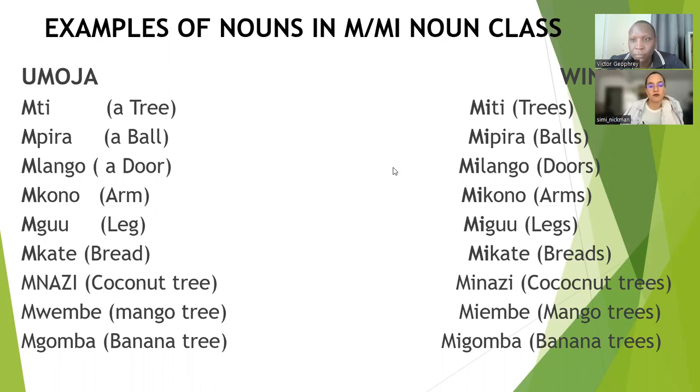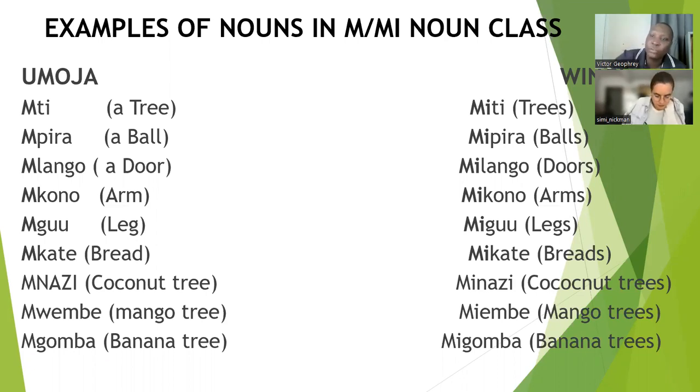How do I know if a word starting with m belongs to this noun class or to the previous noun class? It's simple. If you know the noun, then put it in the plural. Okay, so based on the plural, I will know. Yeah.